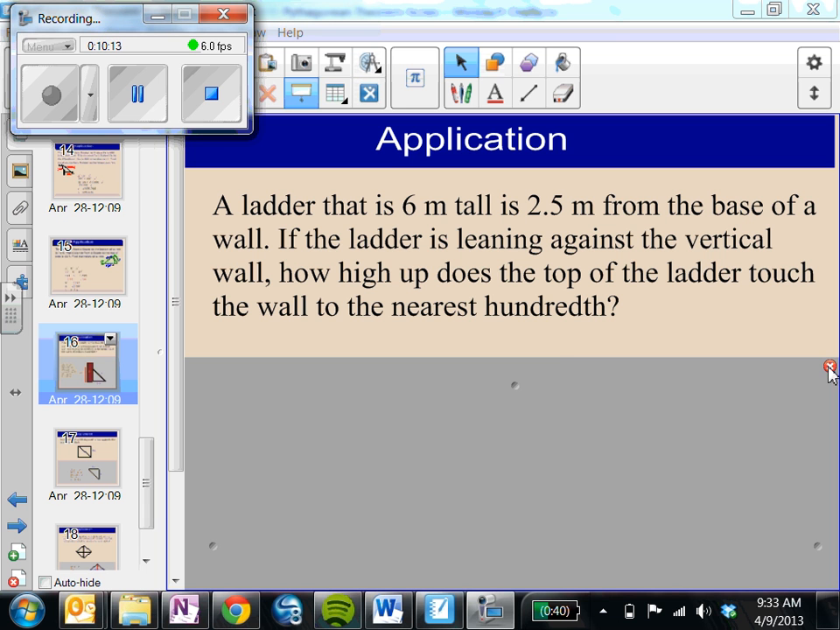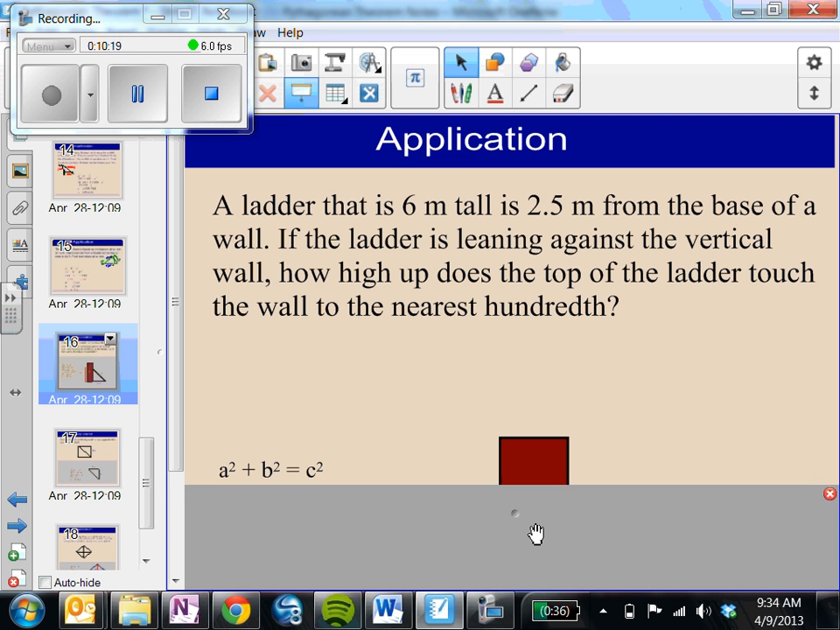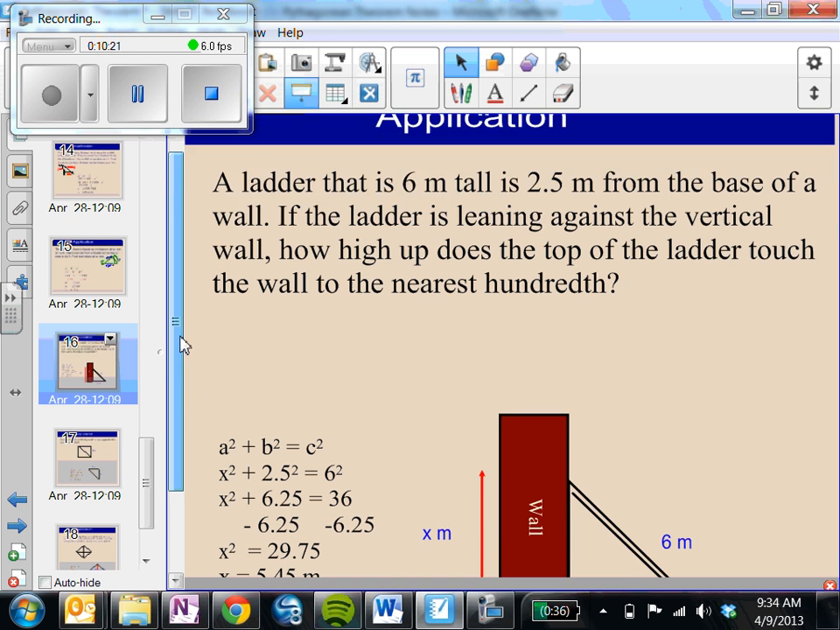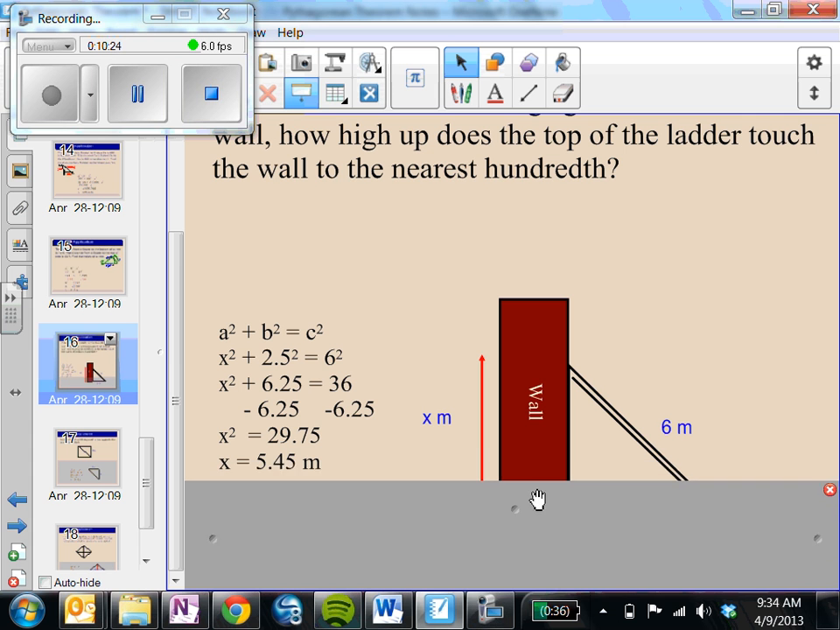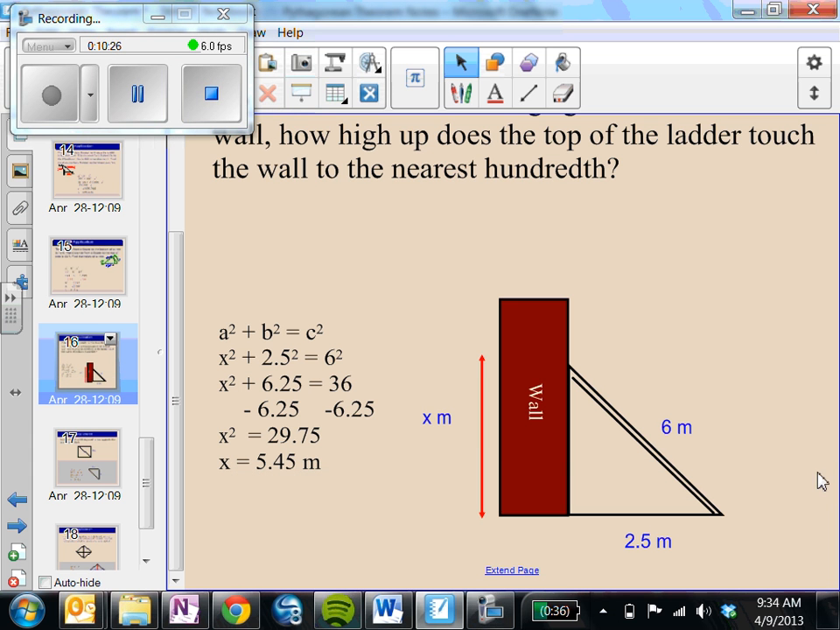A ladder that is 6 meters tall is 2.5 meters from the base of a wall. So you would want to be able to draw that. If the ladder is leaning against the vertical wall, how high up does the top of the ladder touch the wall to the nearest hundredths? So this is what the picture looks like when you draw it, although it doesn't have to be quite that neat. So we're looking for the height of the wall.